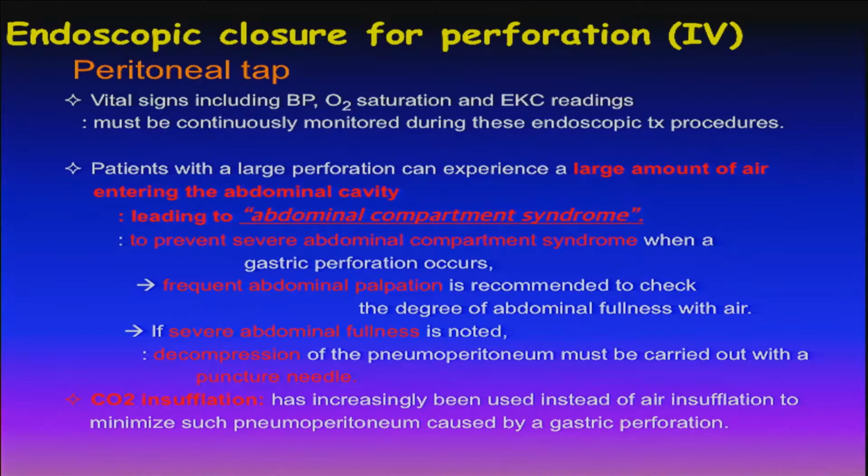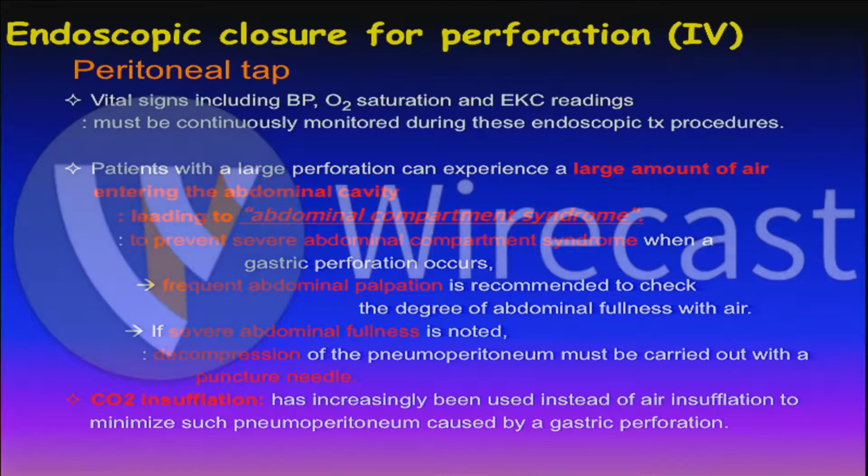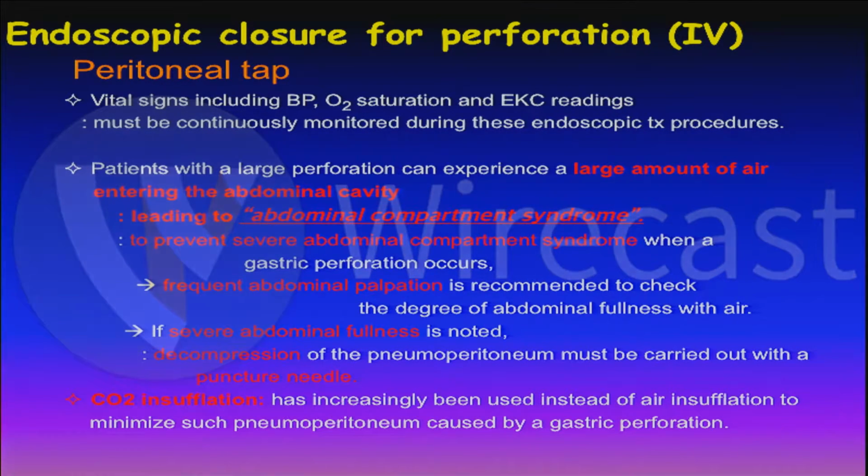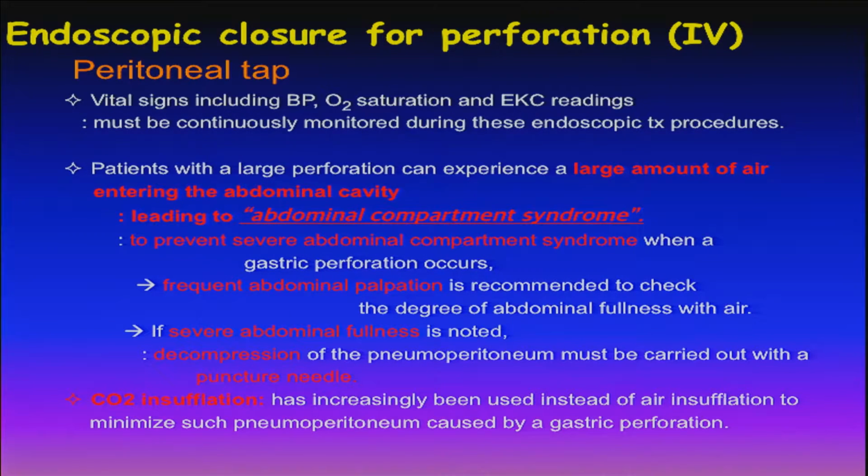11 years ago. Okay. The other important thing is the peritoneal tap. A patient with a large perforation can experience a large amount of air entering the abdominal cavity. This finding can lead to abdominal compartment syndrome. To prevent this severe abdominal compartment syndrome, we should check the patient's abdomen with palpation and ask many questions to the patient about discomfort.